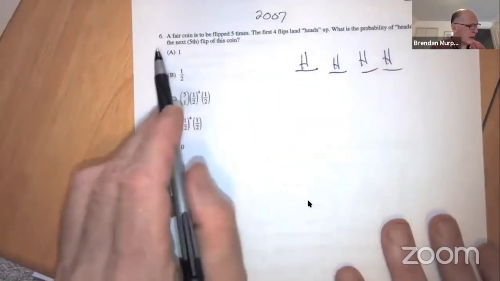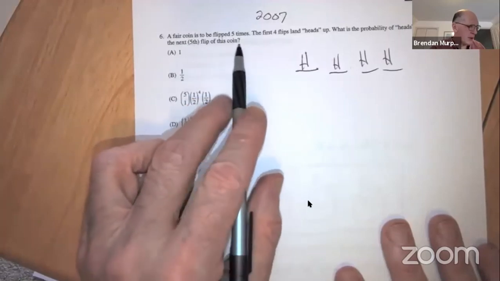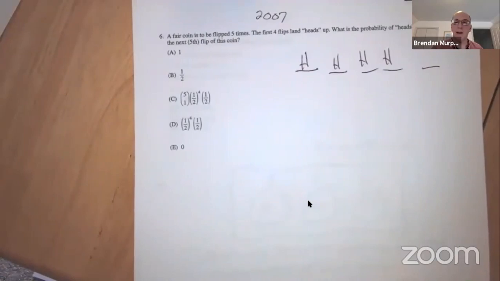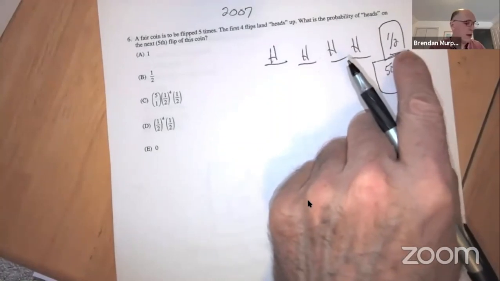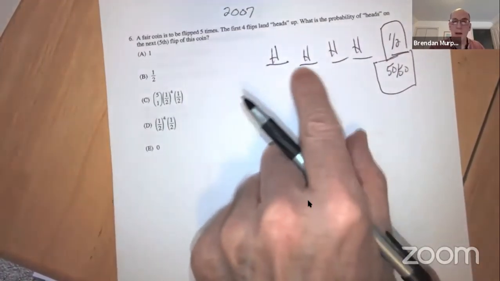What is the probability of heads on the next 5th flip of this coin? So I usually just put a little dash there. That would be my 5th flip. And the probability of getting heads here is 1/2, 50-50, however you want to phrase it. Only because each one of those flips is independent of each other. So the 5th flip here is not impacted by what's happening to any of those first 4. So the answer is B here.